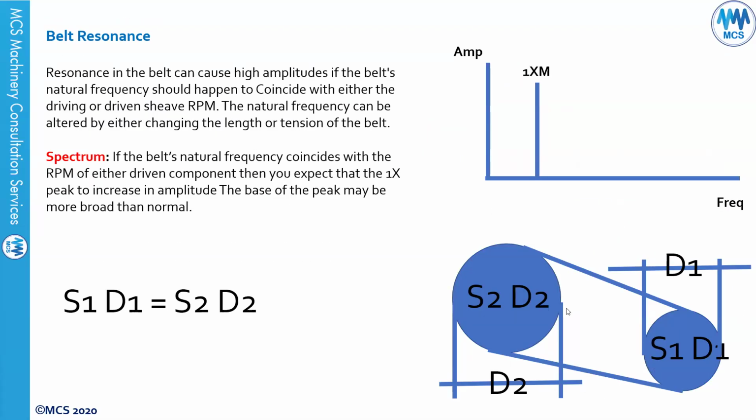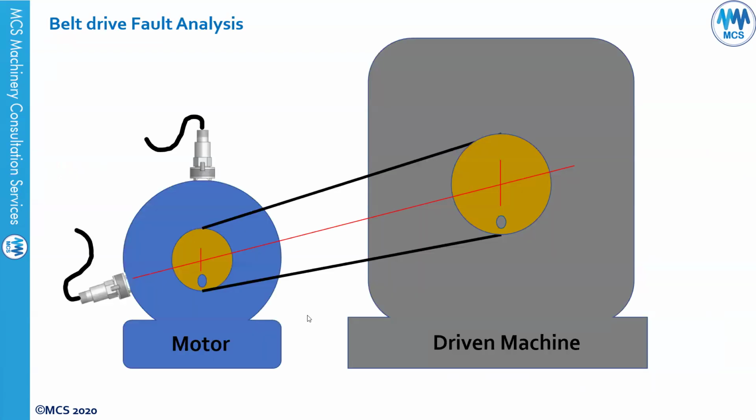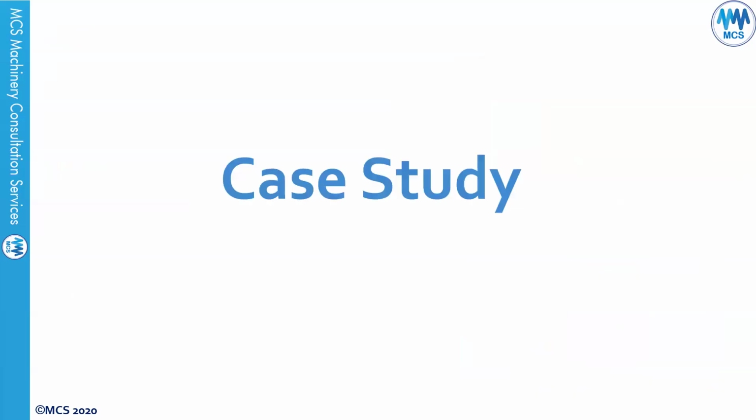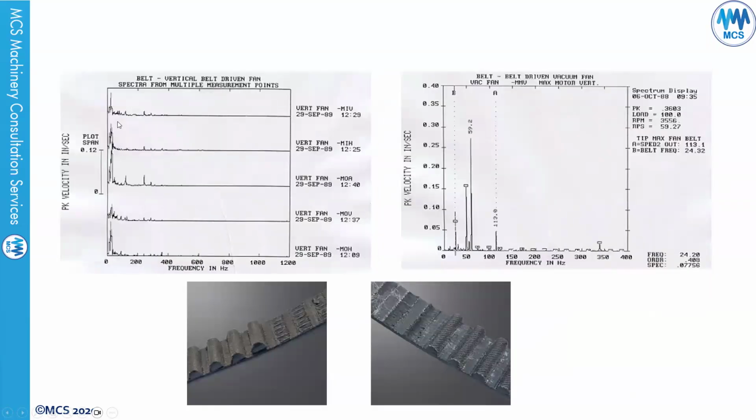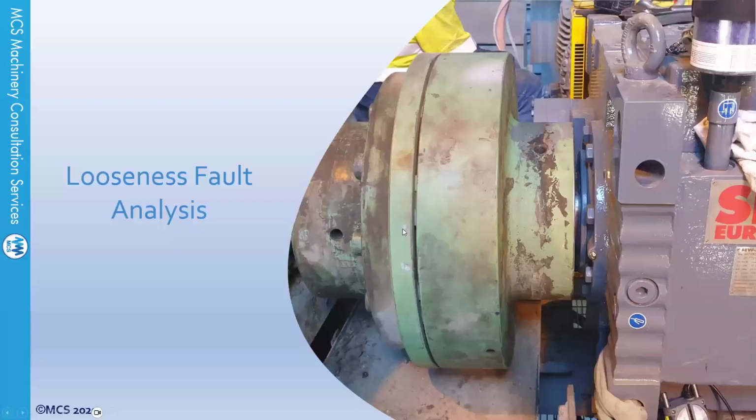Also, we can calculate the speed from the diameters, like S1 D1 equals S2 D2. D1 is the diameter of the smaller pulley, and D2 is the diameter of the bigger pulley. So S1 D1 equals S2 D2. This is the motor as the driver machine, and this is the driven machine. Could be a blower, it could be a pump. Belt problems all start as subsynchronous vibration.